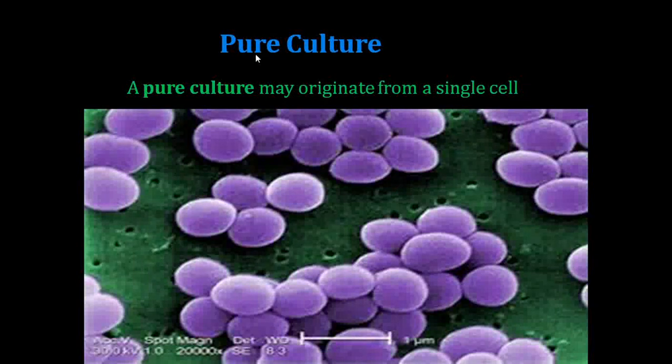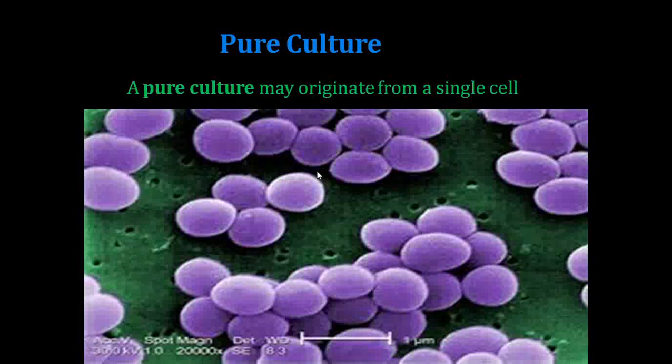Pure culture, the name itself indicates that there is oneness, right? So here we are dealing with microbiology. So where do we require the oneness? That is in terms of microbial population. That microbial population will comprise all cells of the same type. Here you can see many different cells, right? But all these cells are of the same type. You can see the purple colored cells with a circular shape, right?